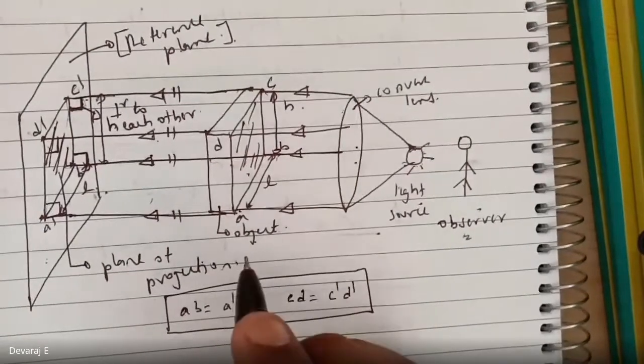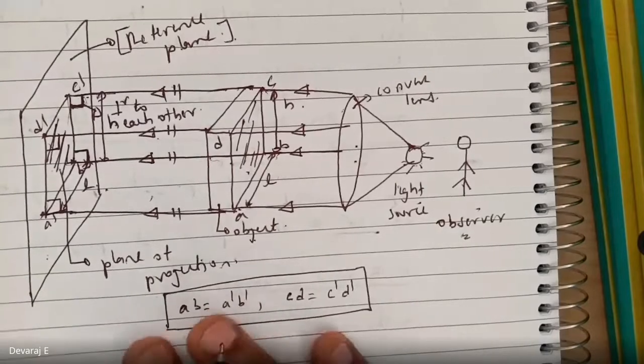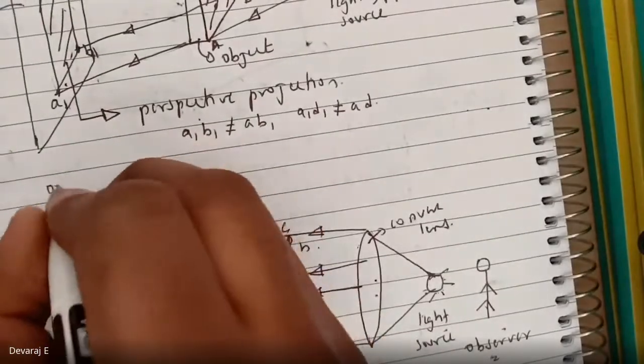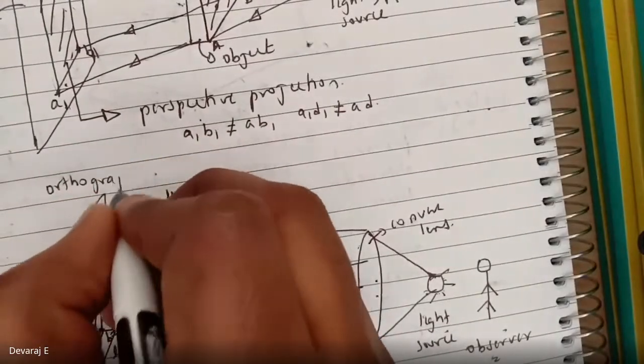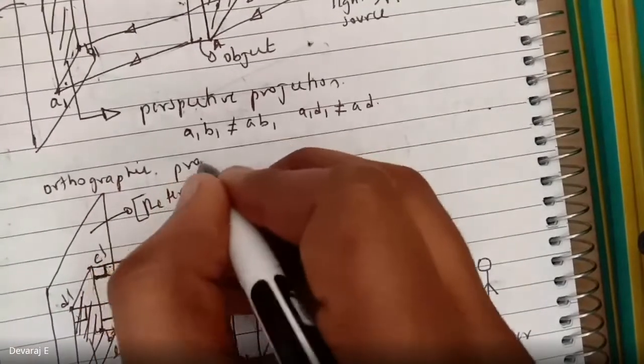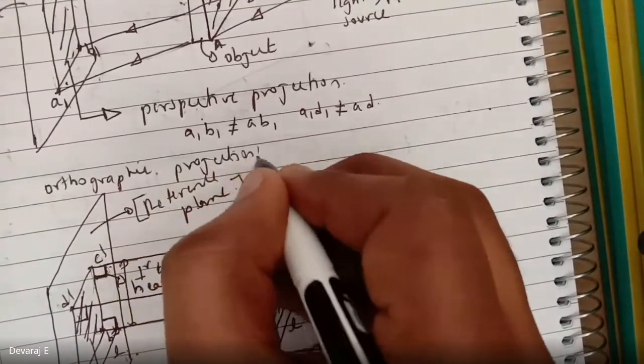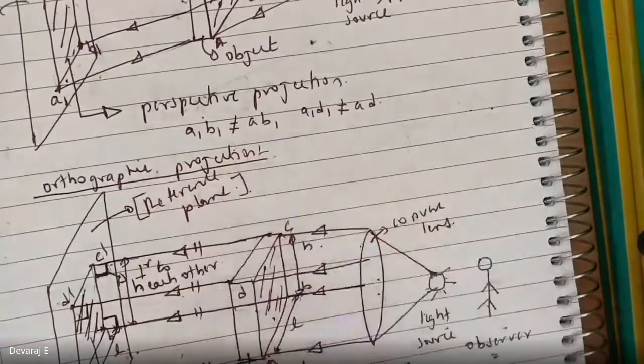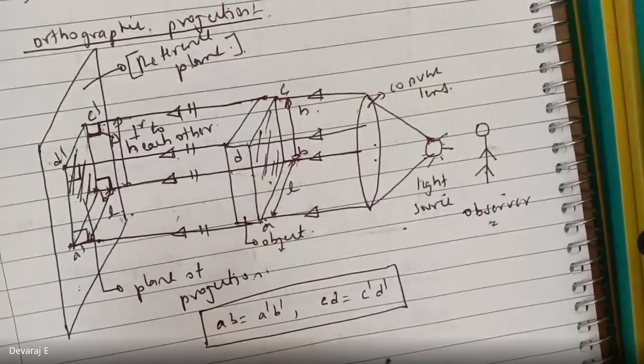These are the important things which are required to analyze the orthographic projection system. So is everyone clear? Does anyone have any doubt? Kindly ask me now.